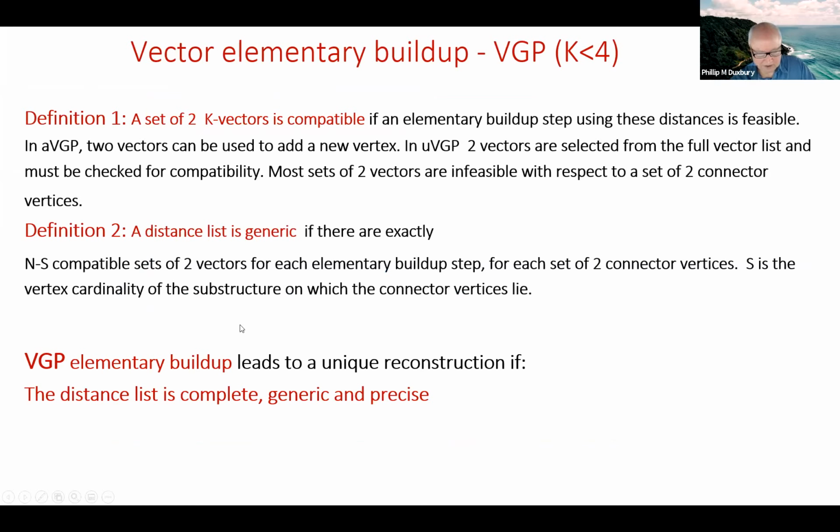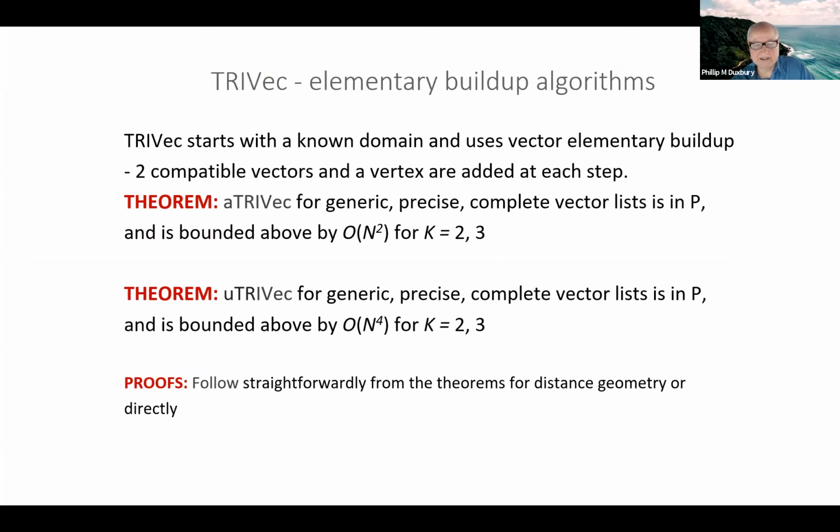So the vector geometry case has a similar statement about the possibility of globally rigid buildup, and it has stronger bounds on the speed of the algorithm for the unassigned case. So we call this tri-vec. Unassigned tri-vec is the tribond version using vectors for the unassigned case, and this is the tribond version for vectors for the assigned case. And the bounds here are stronger than those for the distance geometry case.